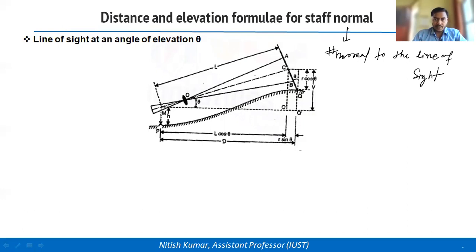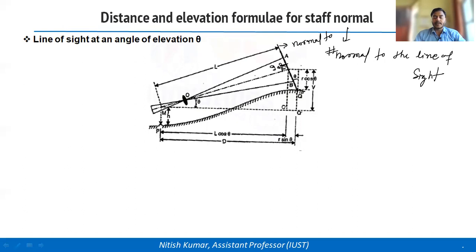In the figure you can see this is the instrument, the central stadia. You can see this staff we kept normal. This is 90 degrees. This is 90 degrees. Okay. So we can say this staff is not vertical. This staff is normal to the line of sight.